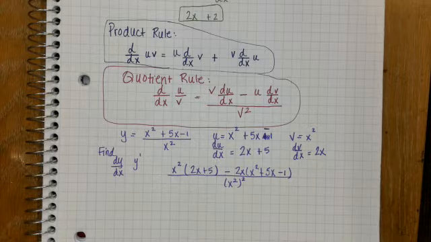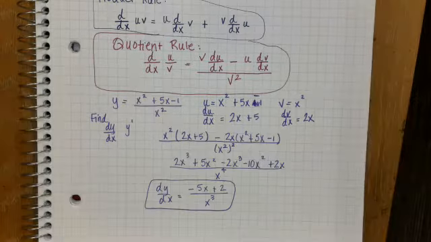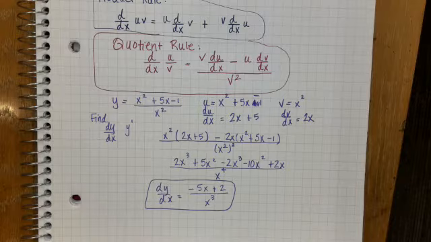Okay, figure it out. Negative 5x plus 2 over x cubed. That's the quotient rule. I'm going to do the same problem and I'm going to use the product rule instead. So I'm just going to rewrite this and we're going to do the product rule.